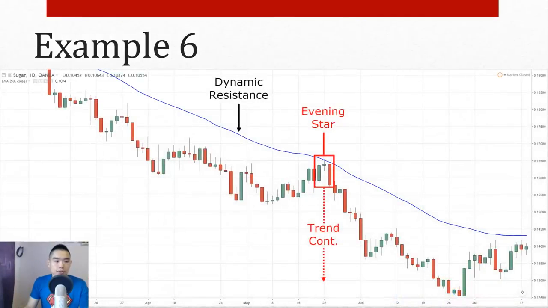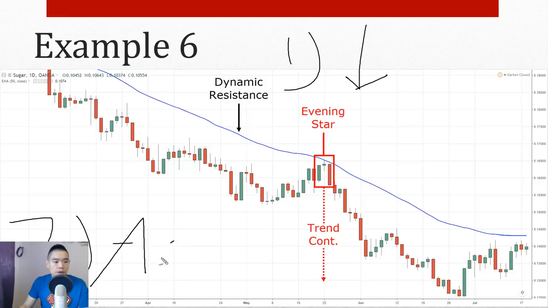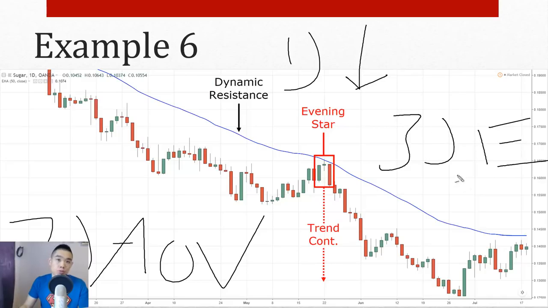Example 6, right? Let's have a look again. So again, the Tay framework, number 1, what is the trend? Tell me, right? The trend is down. Number 2, do we have an area of value where we can trade from, right? Seems like the market is respecting this 50 MA, all right? And then, third thing, do we have a valid entry trigger to trade from?